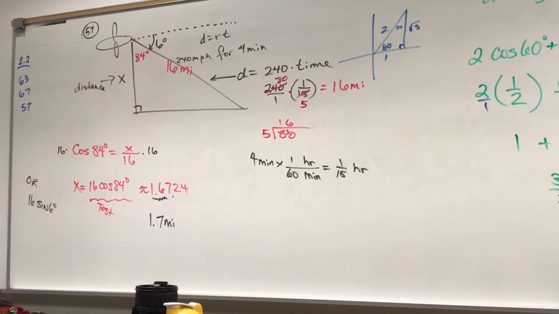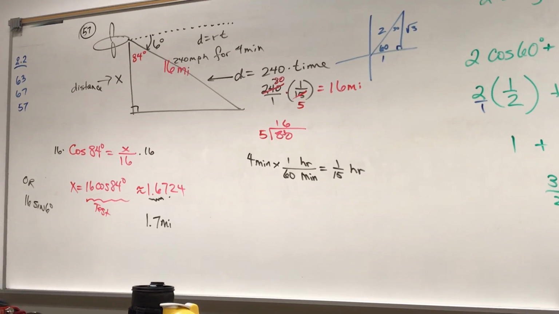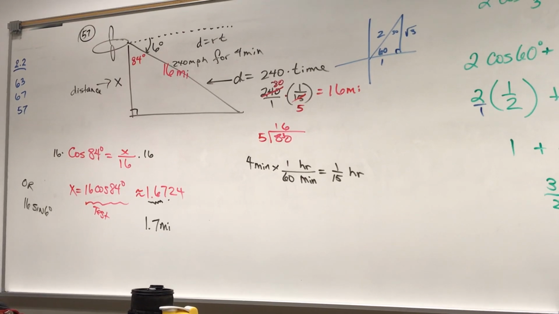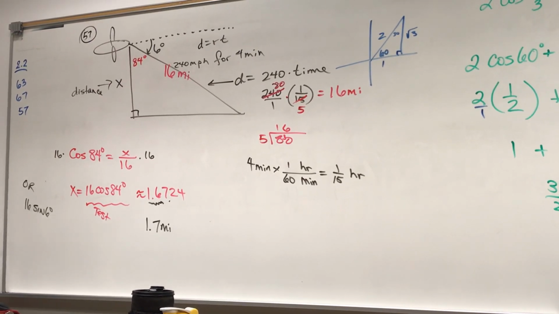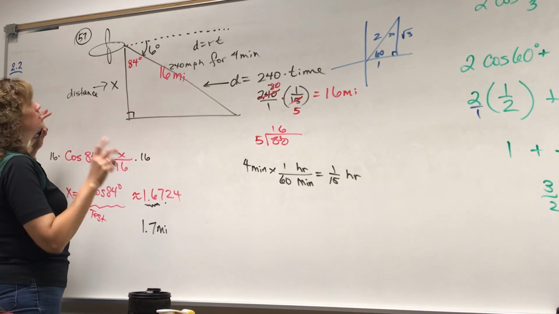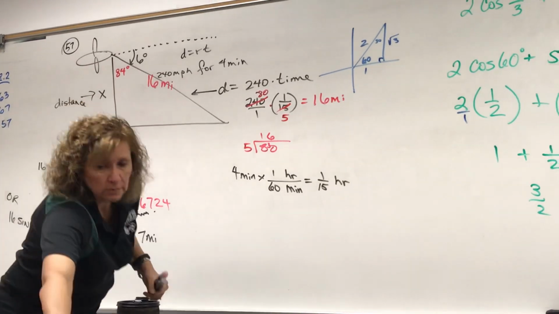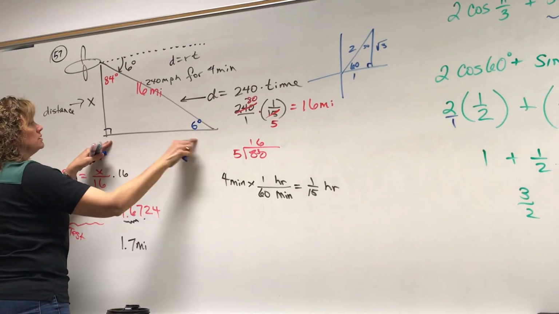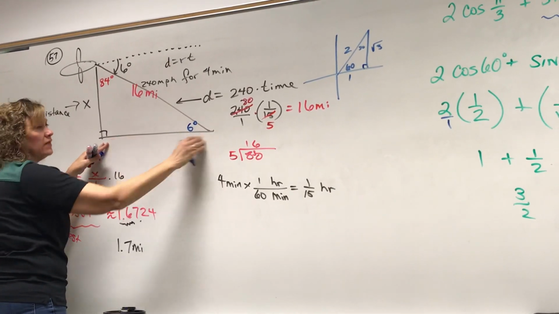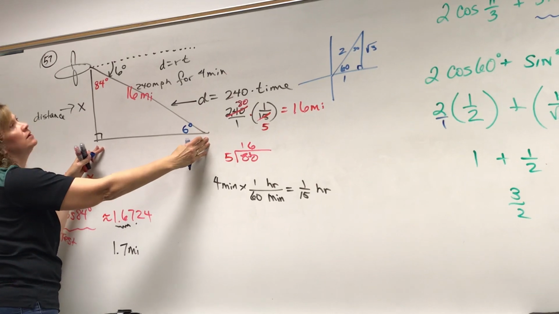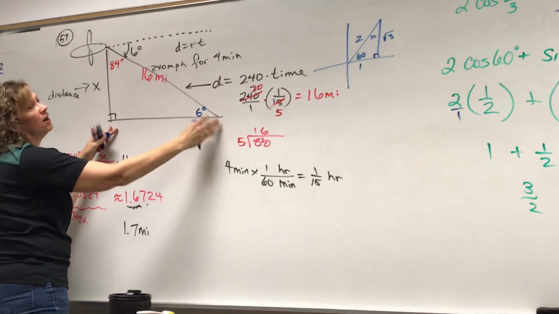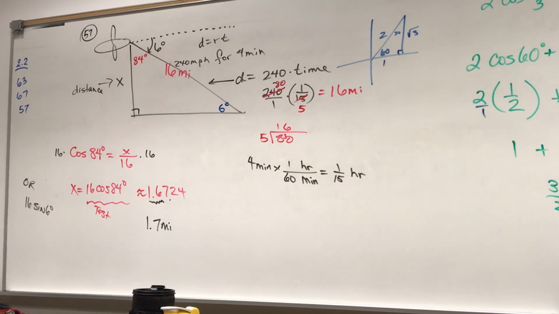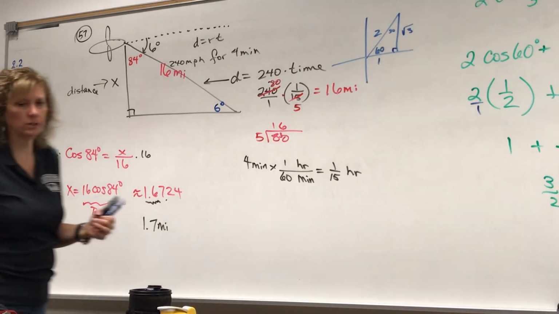So why can't it be both 16 cosine 84 and 16 cosine 6? If you did the cosine of 6, so this right here is 6, adjacent, you'd find that length. You'd find how far in horizontal distance the plane goes when it descends. I mean, you can absolutely, but it's not answering the question.